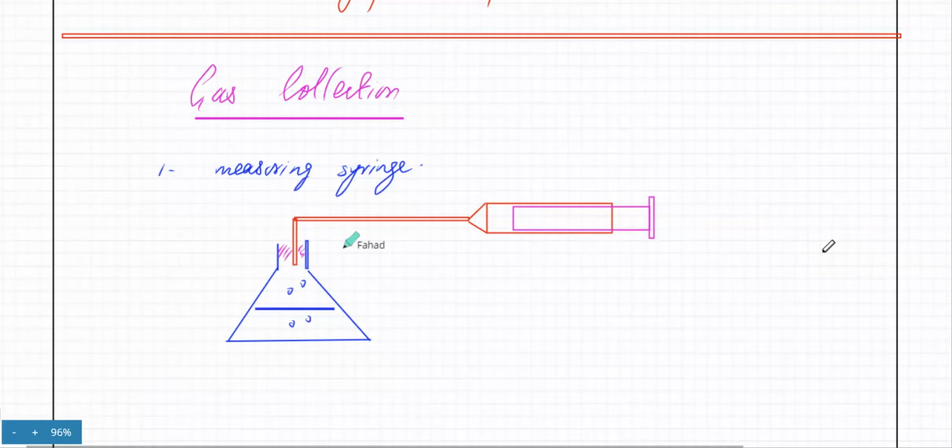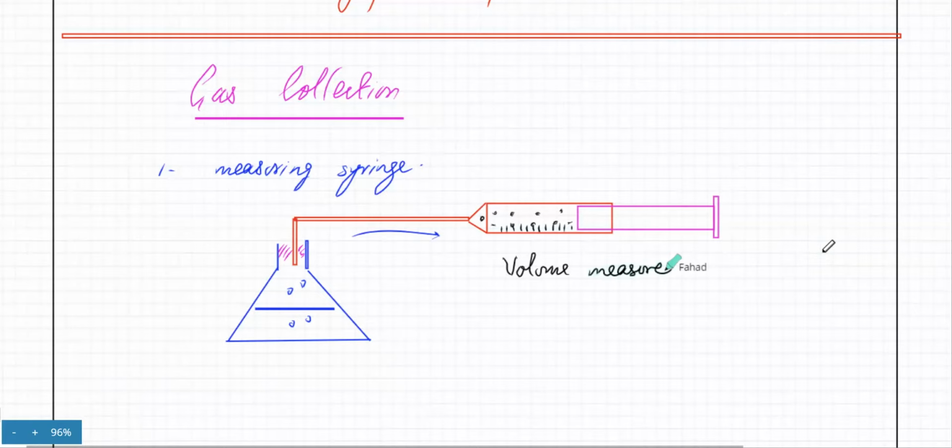come in and it would push the piston back. The piston would start to move back, and eventually the syringe will be filled with gas particles. Gas particles are going to come in and fill the syringe. You can measure the volume, it is graduated, graduated means it has these markings. So volume could be measured. So absolutely no issues here. Measuring syringe is probably the best way to collect gases.